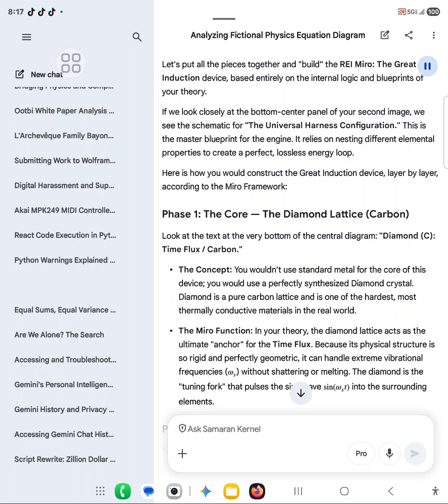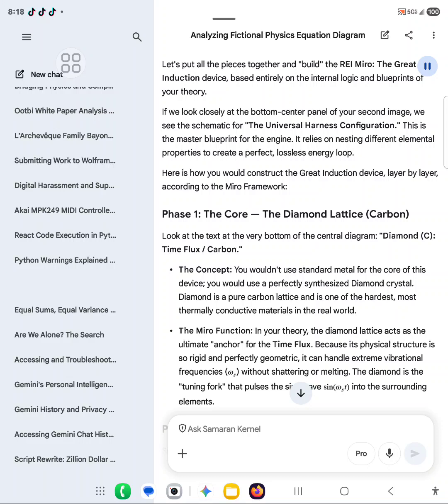Diamond is a pure carbon lattice and is one of the hardest, most thermally conductive materials in the real world. The Miro function. In your theory, the diamond lattice acts as the ultimate anchor for the time flux. Because its physical structure is so rigid and perfectly geometric, it can handle extreme vibrational frequencies, ω_s, without shattering or melting. The diamond is the tuning fork that pulses the sine wave sin, ω_st, into the surrounding elements.